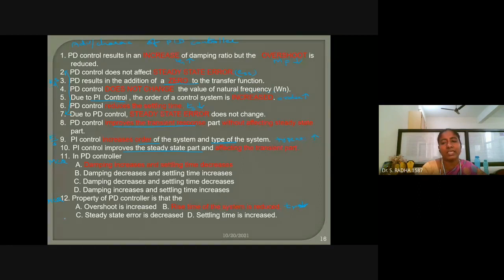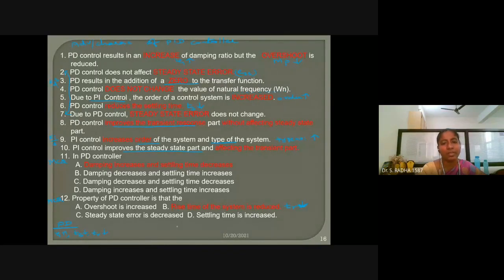Okay, you can just list them separately. In PD, what are the advantages? In PI, what are the advantages? In PI, type number and order increase. It will improve the steady state error. In PD, it reduces the settling time and rise time, and it will not change omega n. It will not change type number or order. PD controller increases eta. Just I am listing them together. PD increases eta, settling time decreases, rise time decreases.